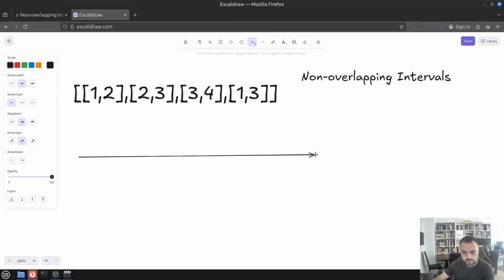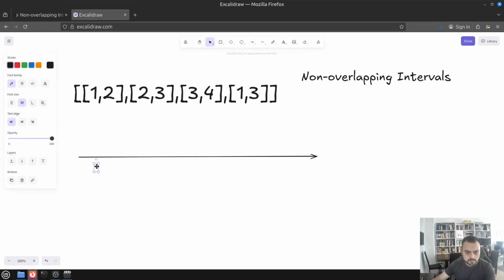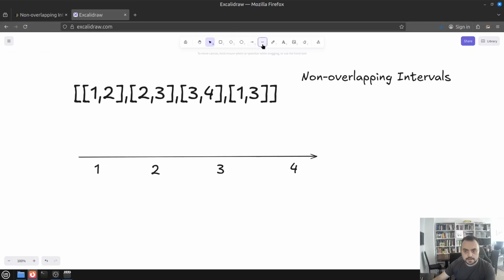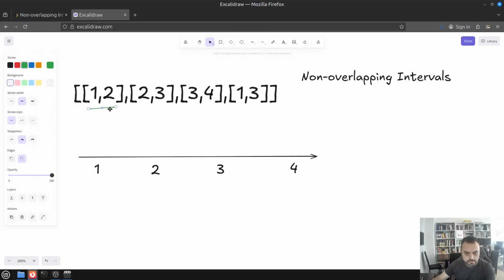So if we draw it like this, let's make an axis like this: 1, then 2, 3, then 4. We have more space, so I can put them further apart to make it more visible. Let's draw the first interval, which will be 1 to 2. We can draw it like this, from 1 till 2.